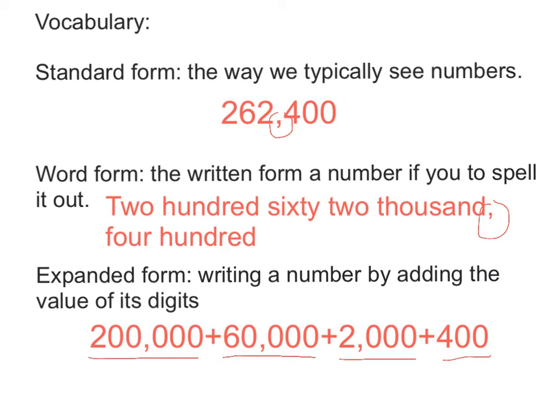So I have 200,000 plus 60,000 plus 2,000 plus 400. And that is the expanded form. Please pause to write down these sentences in black and examples in pink in your notebook.